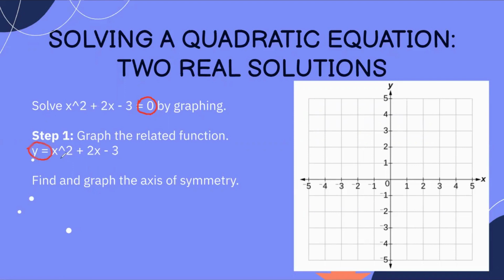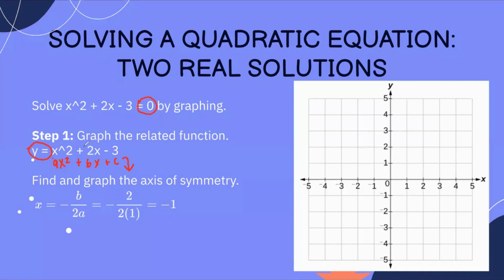So since we are in standard form, which is ax squared plus bx plus c, we do have to find the axis of symmetry so that we can find the vertex. If you don't remember, the equation for the axis of symmetry is x equals negative b over 2a.